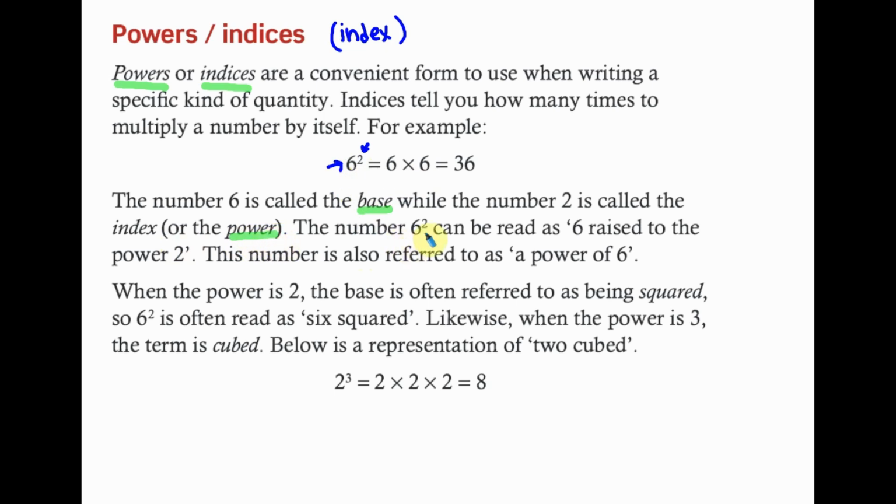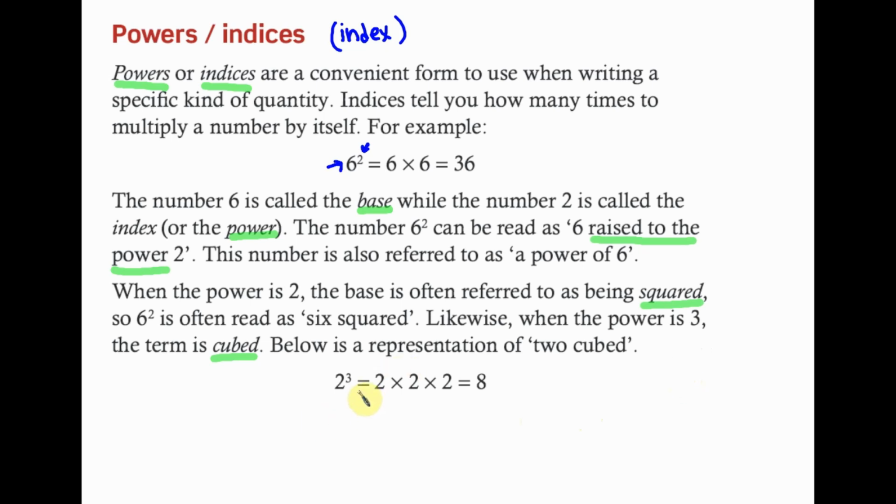The number 6 with the 2 on the top can be read as 6 raised to the power of 2, or if you have a second power, we also call it 6 squared. Likewise, if the power was 3, then it also has a special name. It's called cubed. After 3, it doesn't really have a special name. So if it was a power of 4, then it's just 4th power, 5th power, 6th power, and so on.